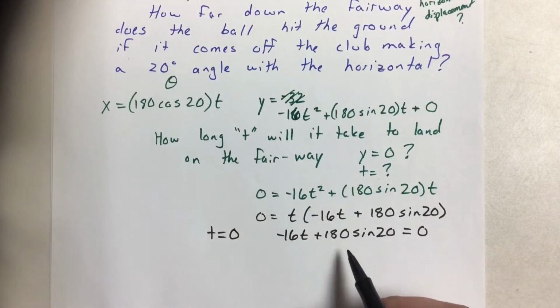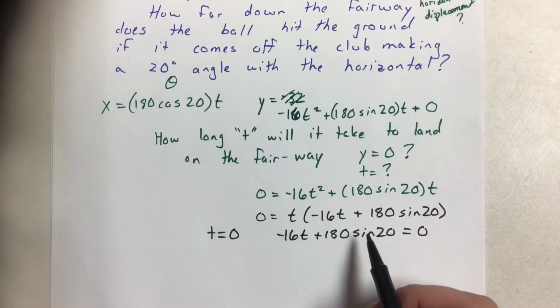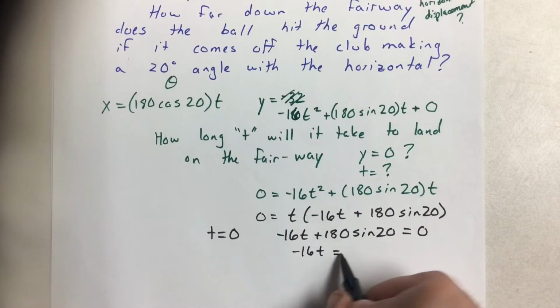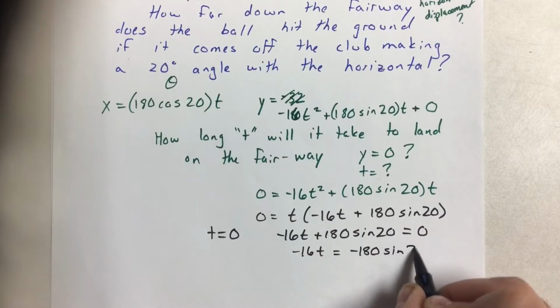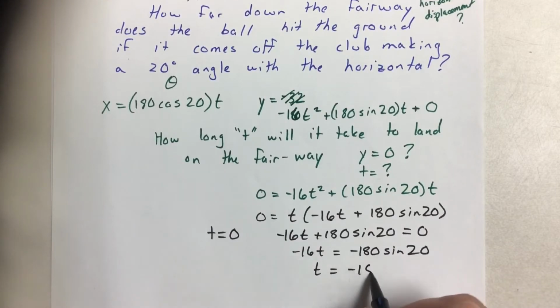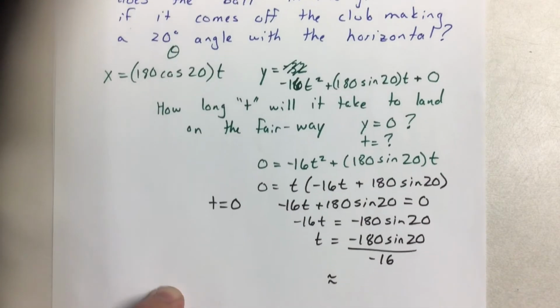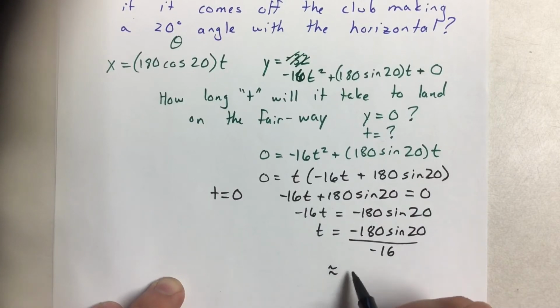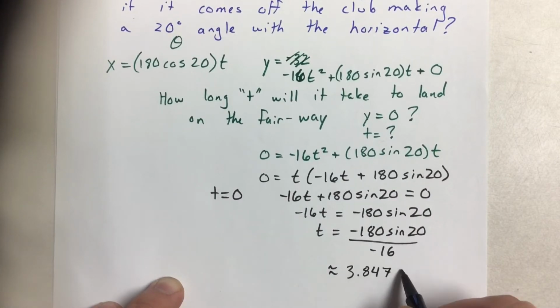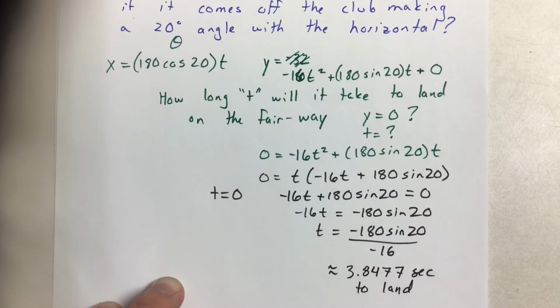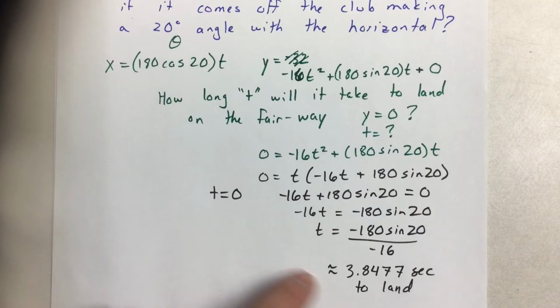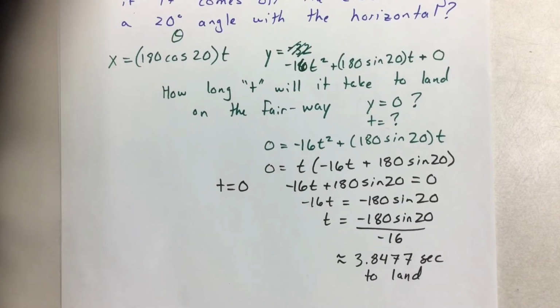Okay, just larger numbers. So we solve this problem. We would have negative 16t equals negative 180 sine of 20, divided by negative 16. And when we do that, I went ahead and performed the calculation ahead of time. We get 3.8477 seconds. This is to land, by the way. To land, it takes 3.8477 seconds. Now we can figure out, with that time, what is our horizontal displacement. So this is all part 1 to the problem.